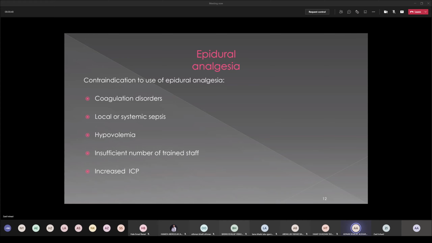Contraindications to use epidural analgesia: coagulation disorders, local or systemic sepsis, hypovolemia, insufficient number of trained staff, and increased intracranial pressure.